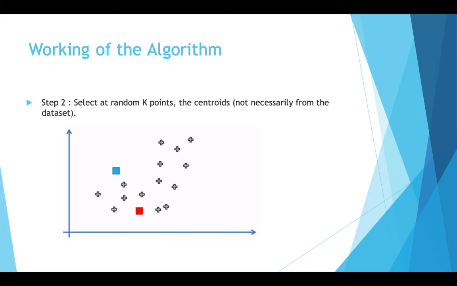Step 2. Select k points at random. So here the blue and red dots are the random k points. K is equal to 2, so I am going to choose 2 initial centroids. It is not necessary that you choose the centroids from the dataset. These can be any points, any random points.